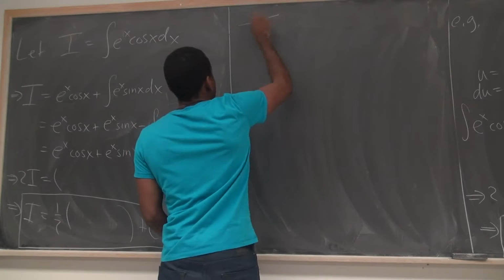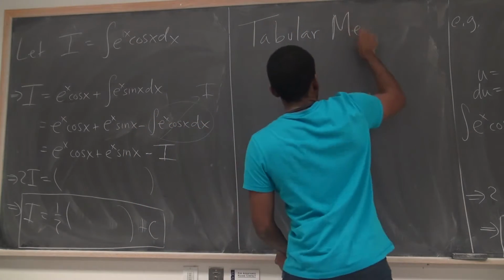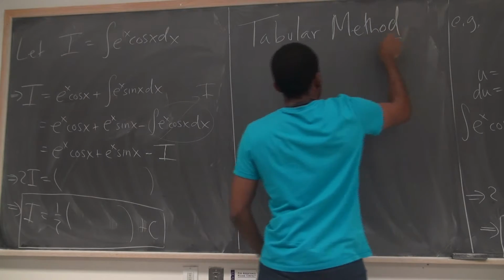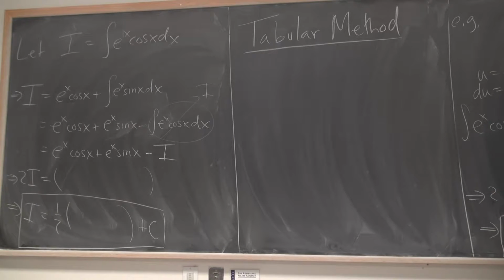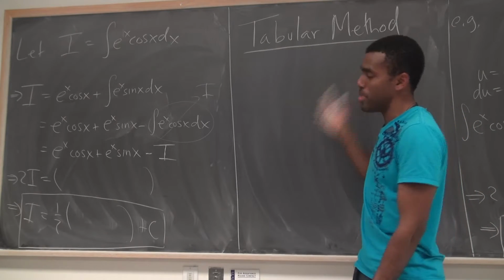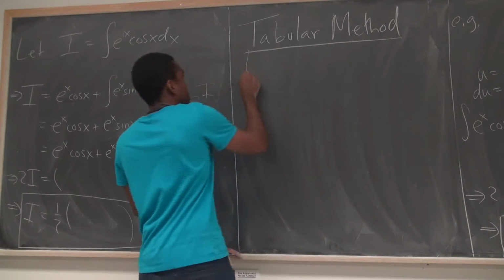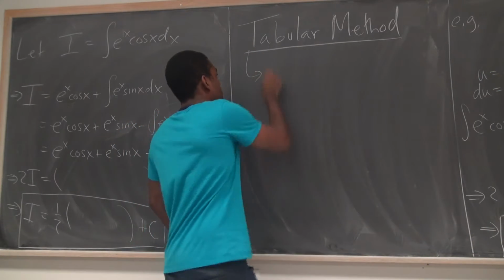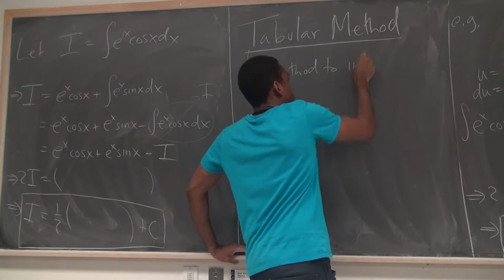Okay, now let me introduce you to something called the tabular method. Something that's super useful, but when I was taking Calc 2, no one told me about that. I found this out way after that. Why did no one tell me about this? I'm not sure if your textbook does it. I don't think it does. It's a method to integrate.